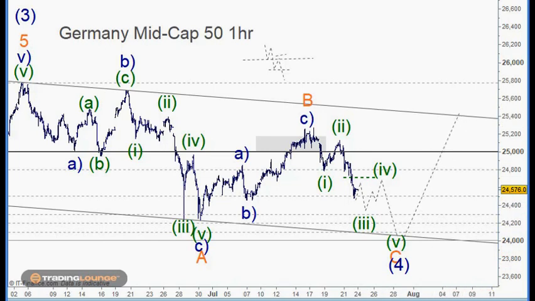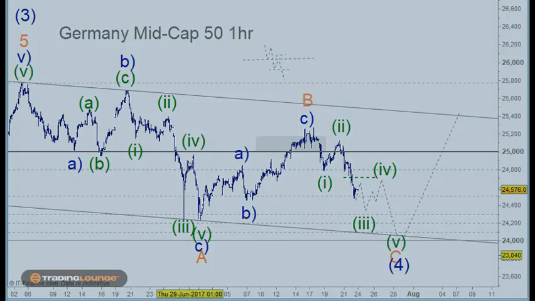And we have to remember that wave 4s can get bigger and uglier, but at the same time we've got this move down here in 3 waves here, so it's a little bit like a flat correction that we could be looking at here for the Germany mid-cap.